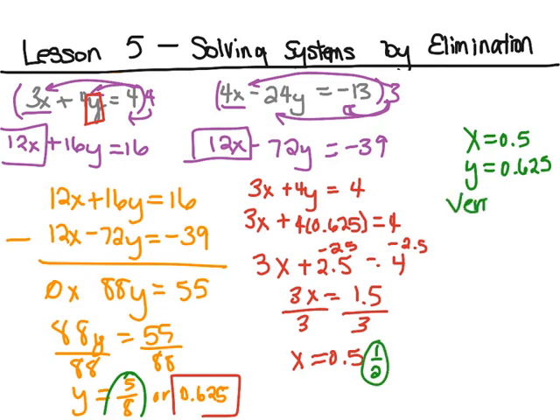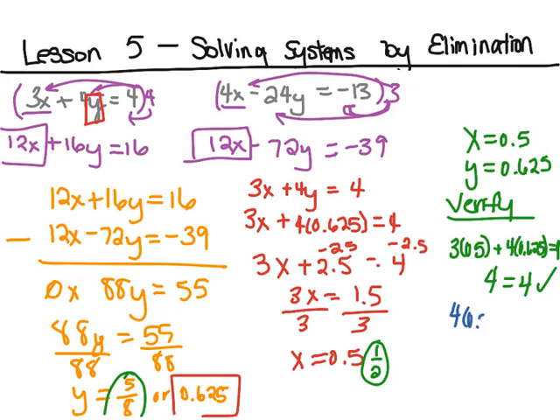To verify, you put it into your calculator. So 3 times 0.5 plus 4 times 0.625, and if you type it all in, you should get 4 equals 4. And for equation B, 4 times 0.5 minus 24 times 0.625 is equal to negative 13. Type that all into your calculator and you get negative 13 is equal to negative 13. So this is your solution.